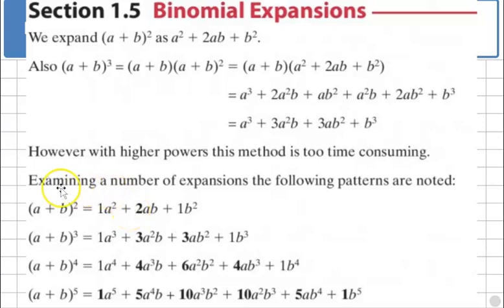Also notice that for (a + b) squared, we have 2ab in the middle. For (a + b) cubed, we have a 3 and another 3 in the middle. For (a + b) to the power of 4, we have 4, 6, and 4 in the middle. And for (a + b) to the power of 5, we have 5, 10, 10, and 5 in the middle.